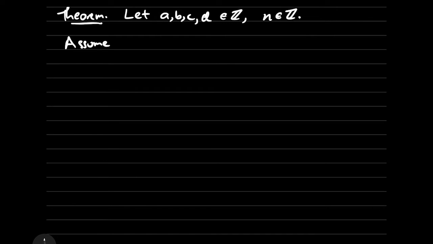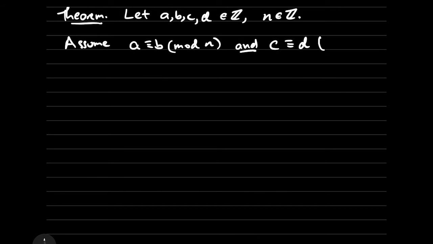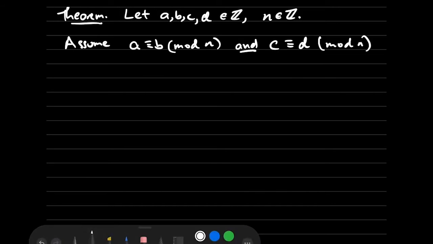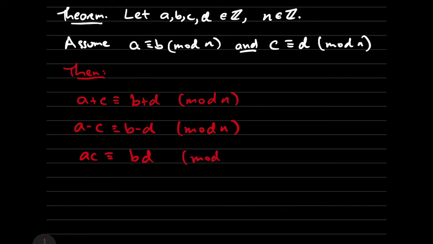Now we can prove a theorem that is the basis of what we call modular arithmetic. Theorem: let N be a natural number and let A, B, C, and D be integers. Assume that A is congruent to B mod N and C is congruent to D mod N. Then, A plus C is congruent to B plus D mod N, A minus C is congruent to B minus D mod N, and A times C is congruent to B times D modulo N. Basically, what this is telling us is whenever you do arithmetic, you only have to pay attention to the remainders if you're doing things mod N.